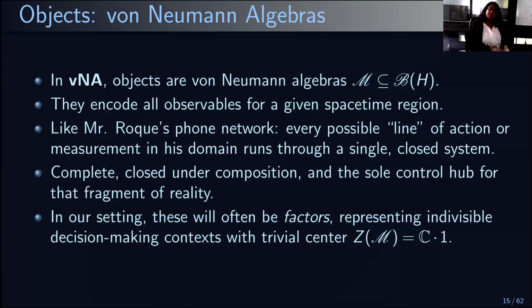So yeah, the objects of the category of Von Neumann algebras are actually Von Neumann algebras. What this basically means is, for those unfamiliar, most of the operations and observables in quantum mechanics lie in this special type of vector space called the Hilbert space. A Von Neumann algebra is a special type of C-star algebra that's in this bounded Hilbert space, and it's complete and closed under composition.